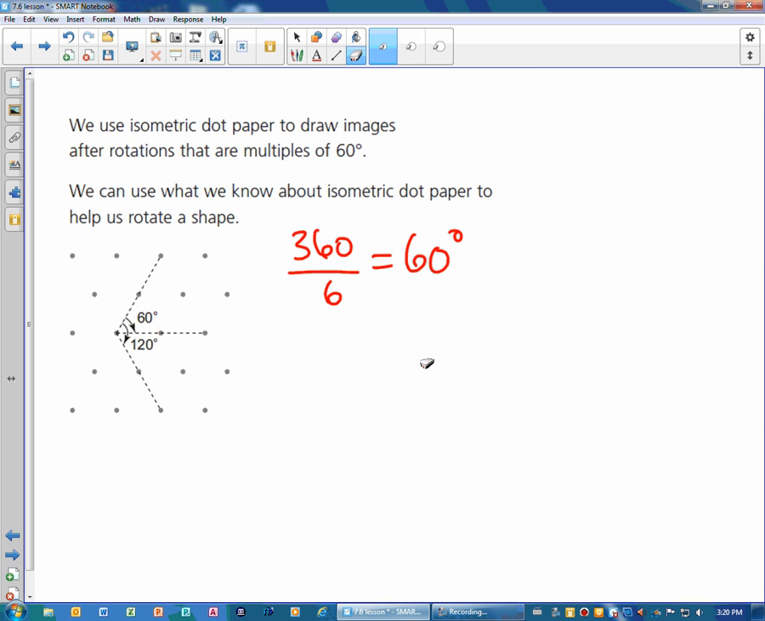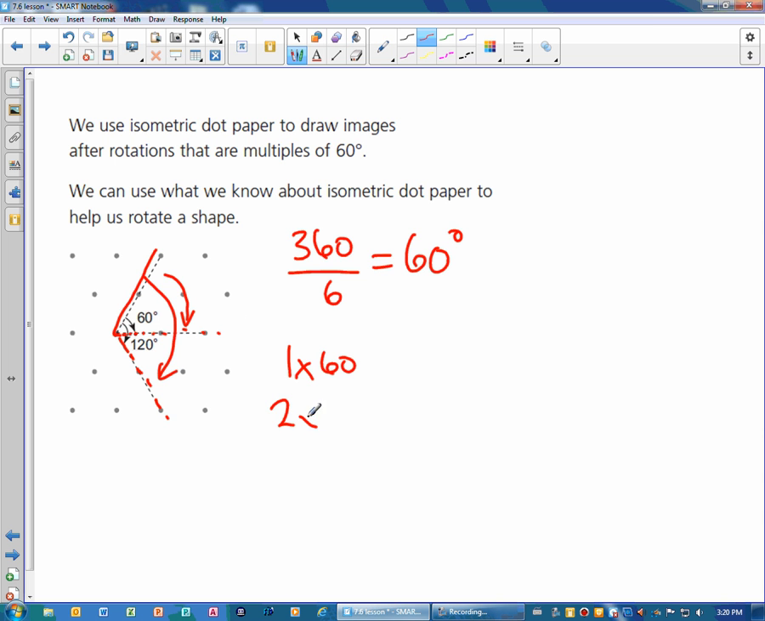So what they're trying to show you here is that if you start with this line and you go once, okay, that's 60 degrees. So this is where my new line showed up. Or if you go twice, and that's my new line, you've gone 120. One set of 60, or 2 sets of 60. Okay, so keep that in mind.